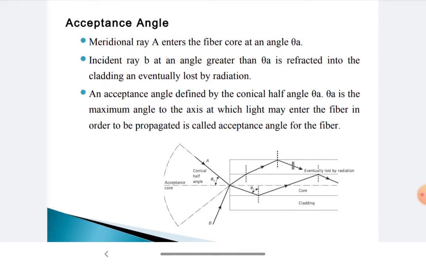What is meant by a meridional ray? Meridional rays are the rays which cross the axis of the optical fiber. It is very important that the rays cross the optical fiber axis, because if they do not cross the axis of the core, it will be very difficult to launch the light inside that core. So that is why the rays should cross the axis of the optical fiber. These meridional rays will cross inside the optical fiber.